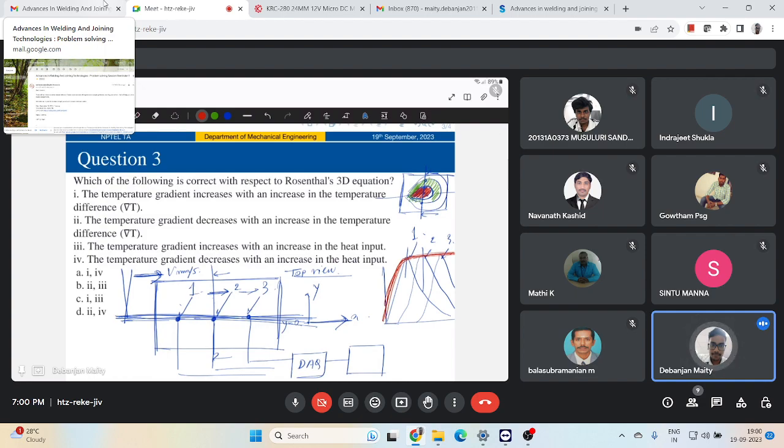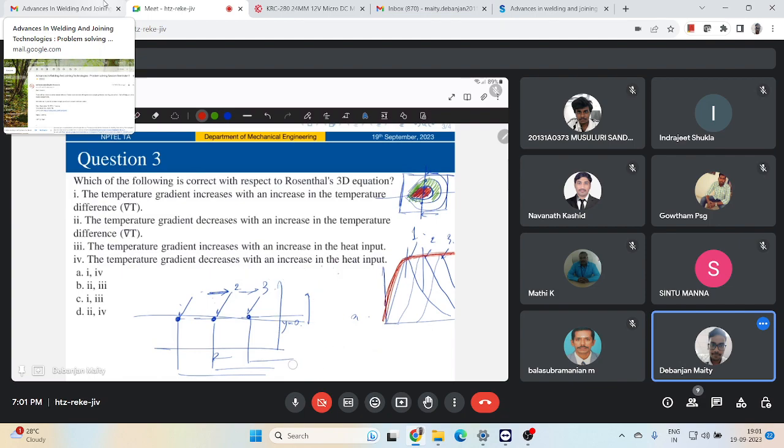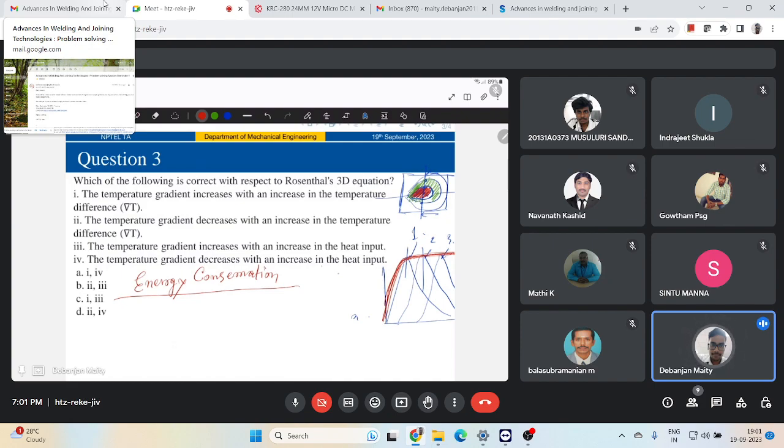Now, why is this coming at a steady state? This is simply because of energy conservation, right? Now, what does energy conservation tell you? The energy conservation tells me whatever heat is coming in, that much of heat will get accumulated.